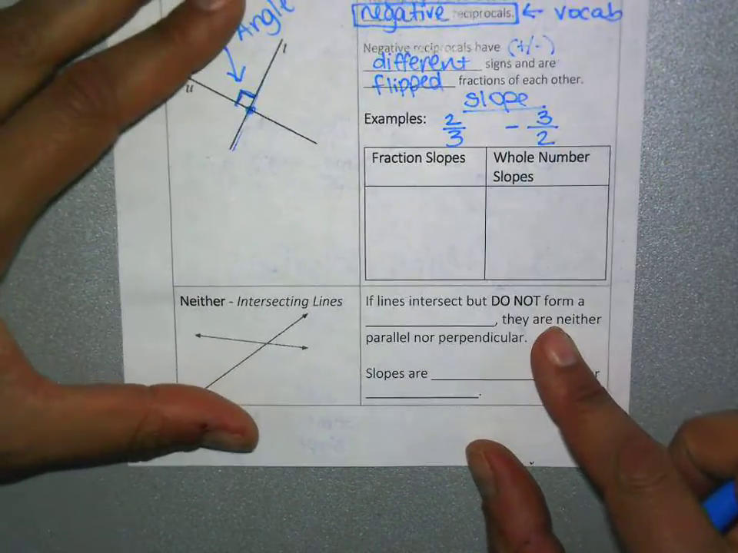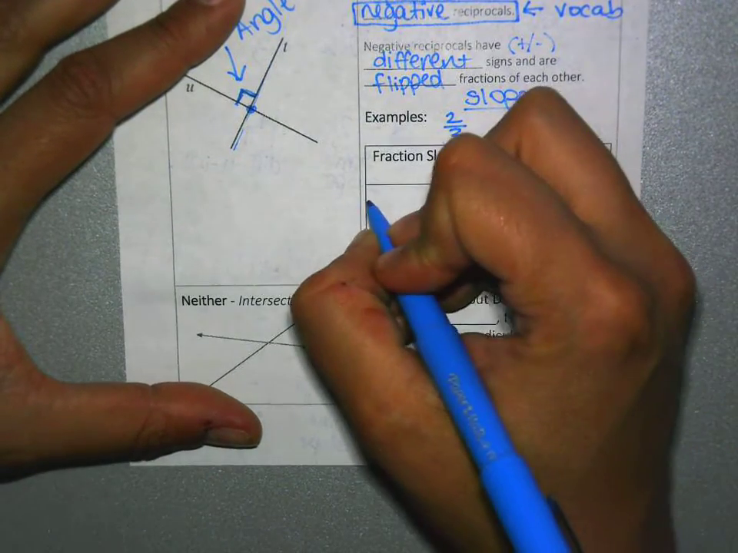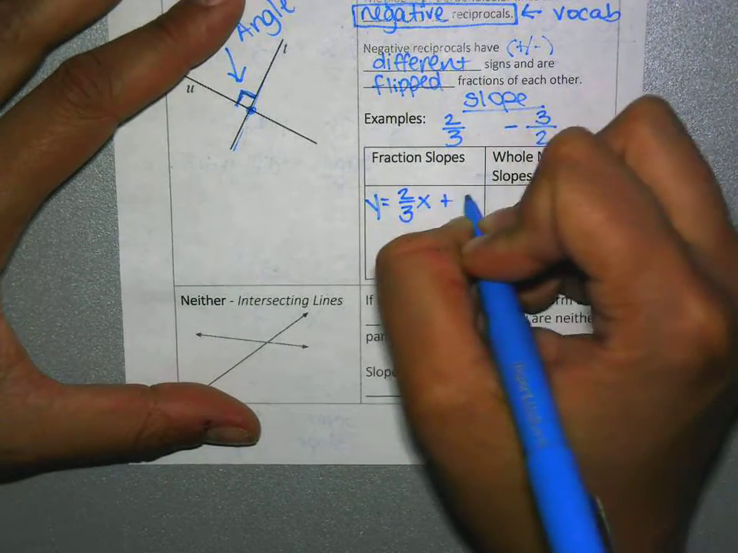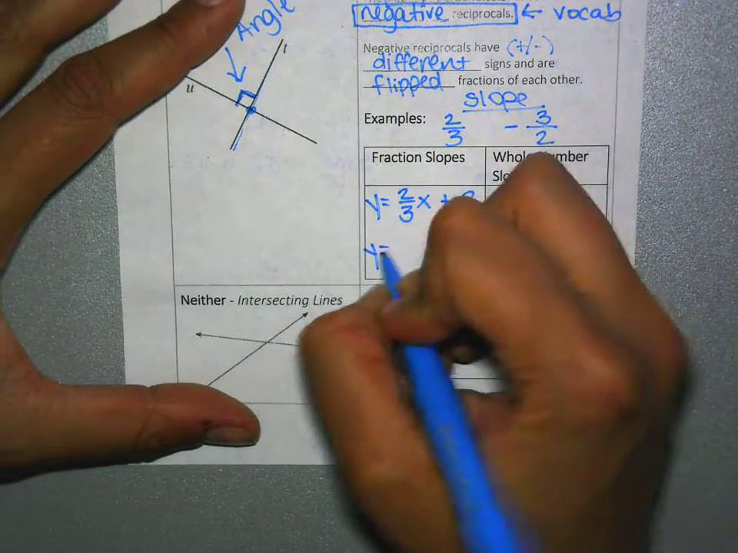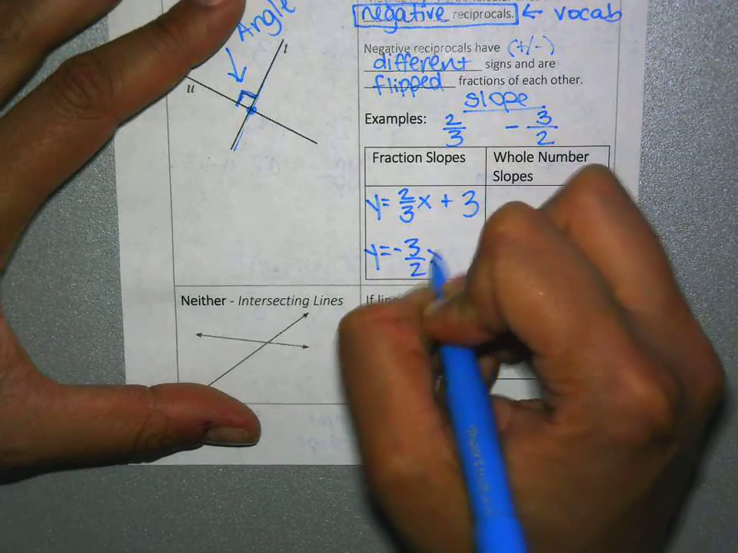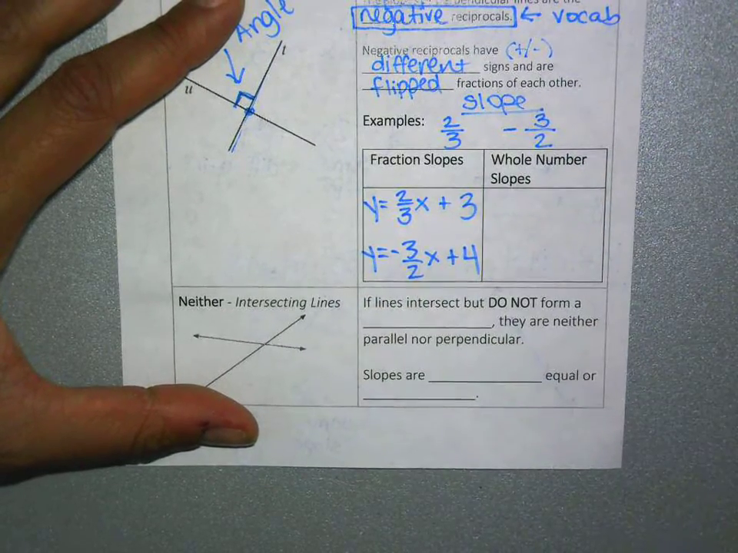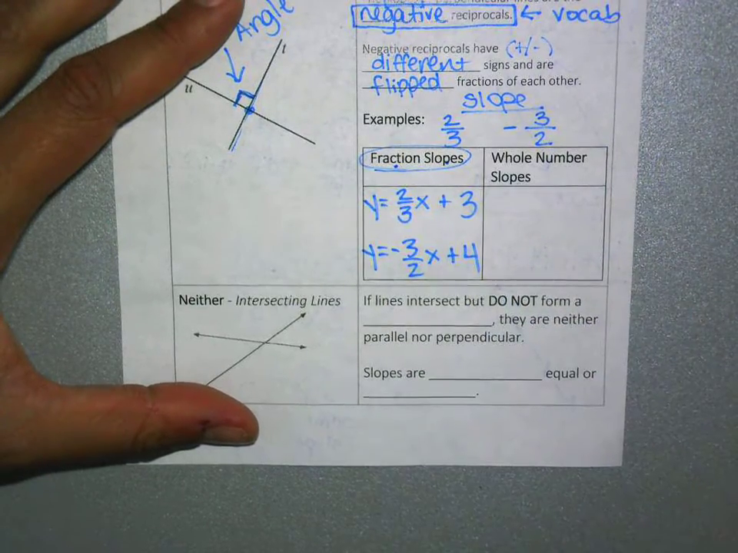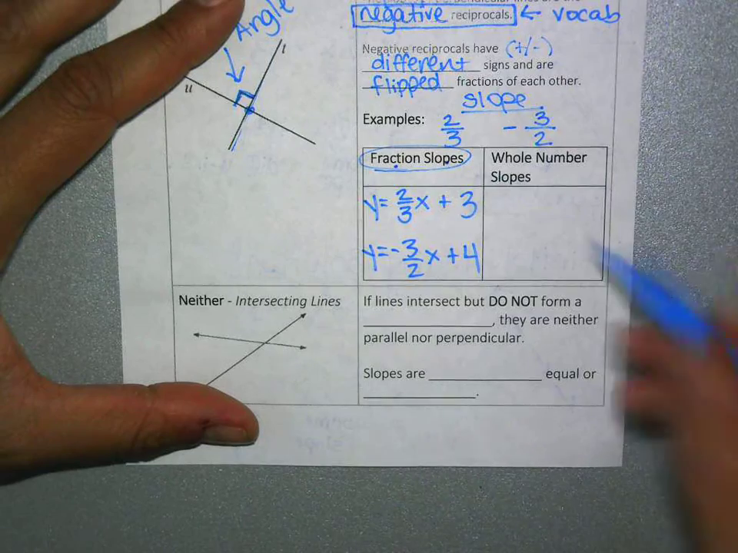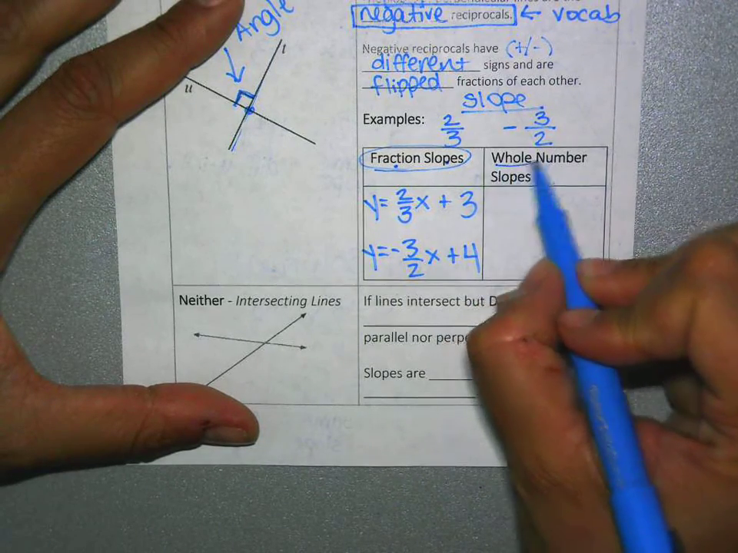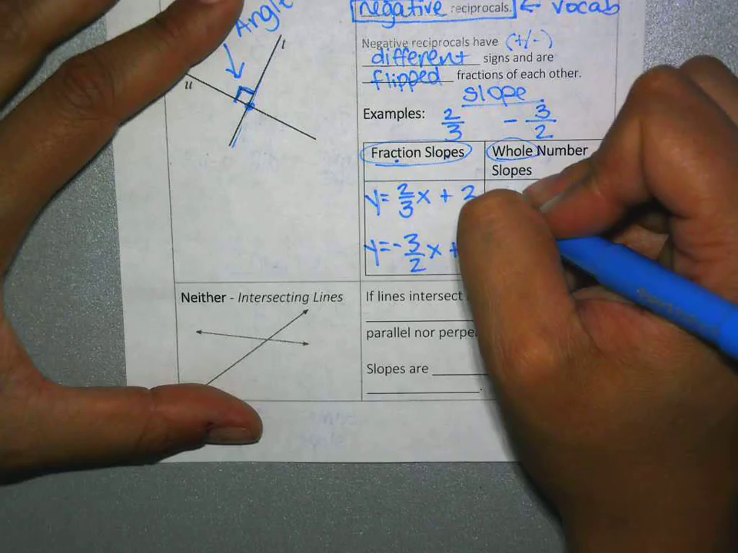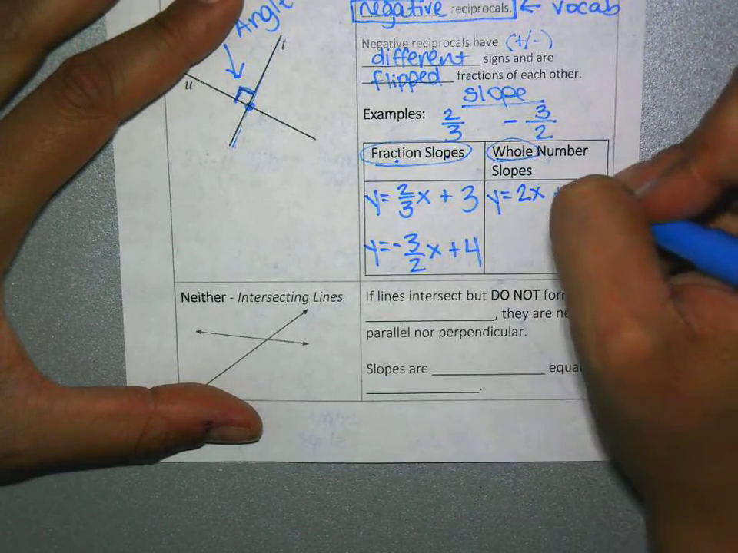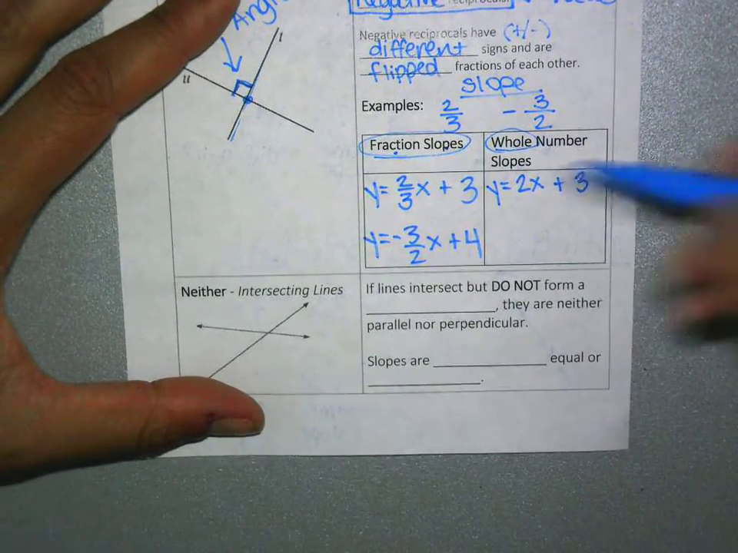So now let's put them into an entire equation. So we'll use the same ones. Y equals 2/3 x plus 3, let's say, and y equals negative 3/2x plus 4. So this is an example of slopes that are fractions, which are a little bit easier. We're also going to encounter slopes that have a whole number. So let's say we had an equation that was y equals 2x plus 3. The slope is 2.